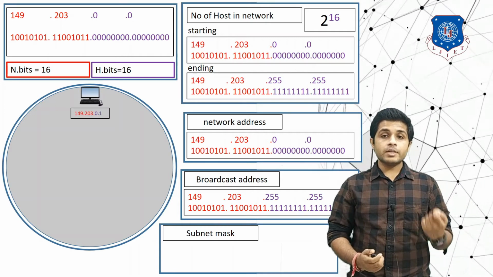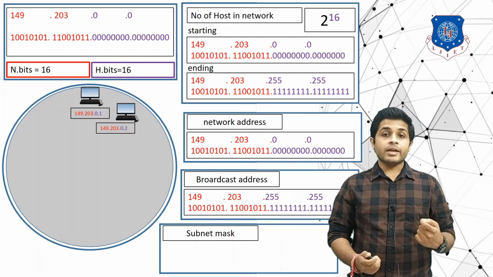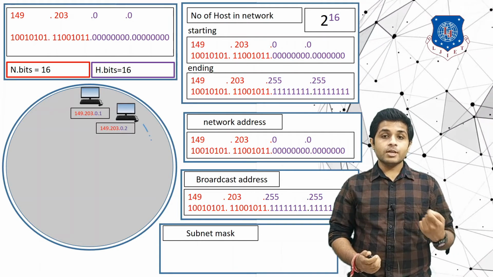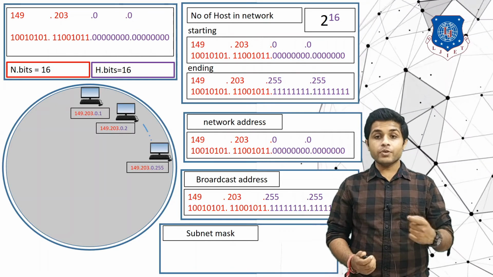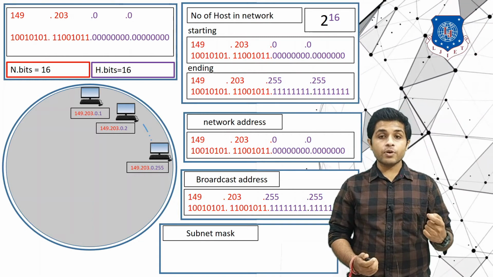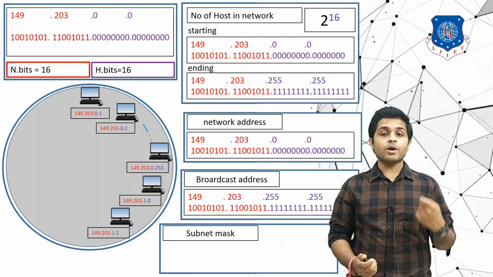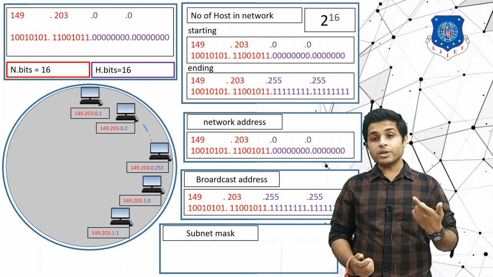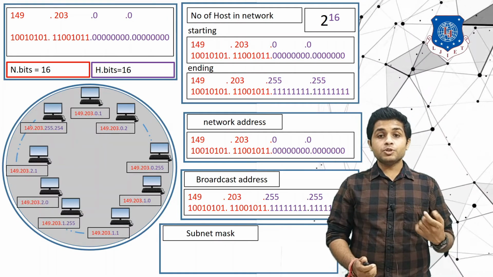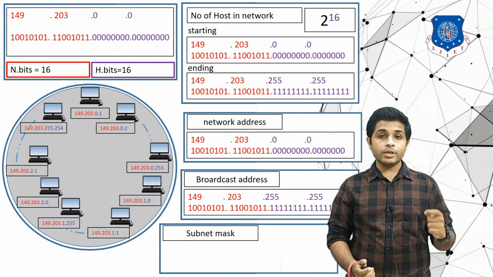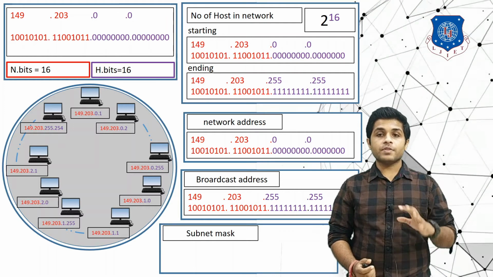So what will be the IP address of the first device in the network? The first device will get 149.203.0.1, then 149.203.0.2, then 0.3, 0.4 up to 0.255. If you increment 1 to that, you will get 149.203.1.0, then 1.1, 1.2, again up to 1.255. If you increment 1 to that, you will get 2.0, then 2.1, 2.2, and it will go up to 149.203.255.254. So it is the last usable address of the given network.